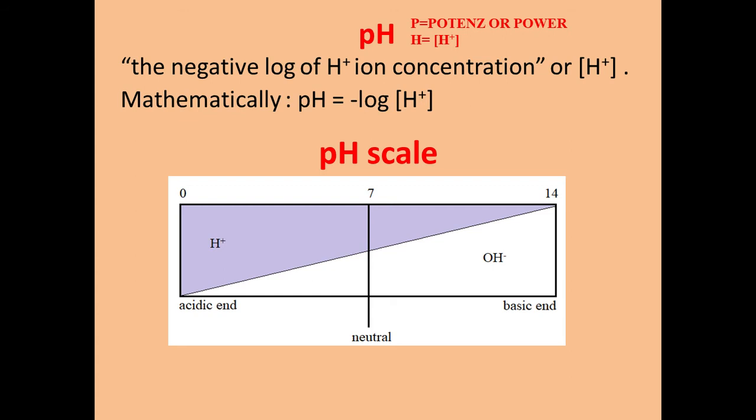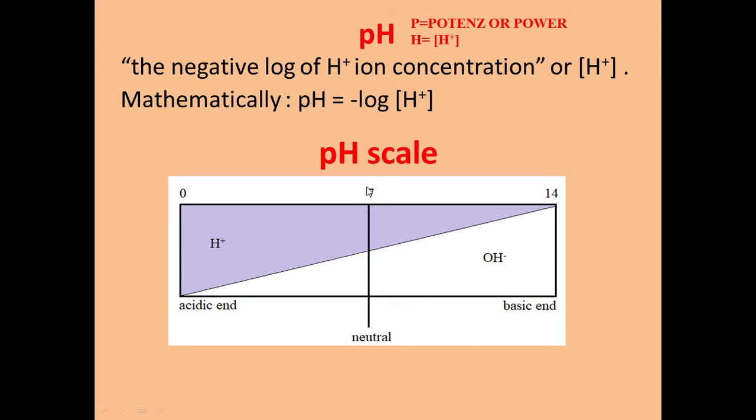As the H+ ion concentration increases, as you can see on the diagram, if we move from 14 to 0, then pH will decrease because it is a negative log. So if the H+ ion concentration increases, the pH will decrease. Less pH indicates that the solution has greater H+ ion concentration.